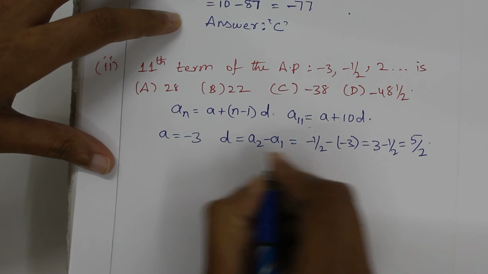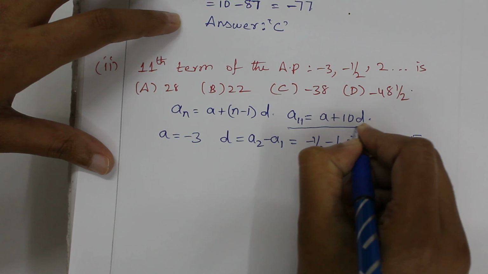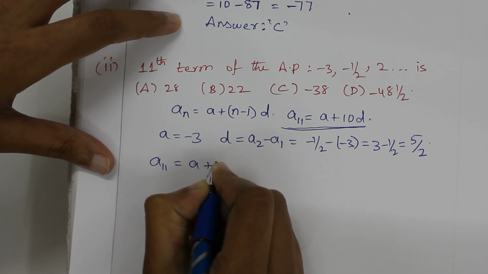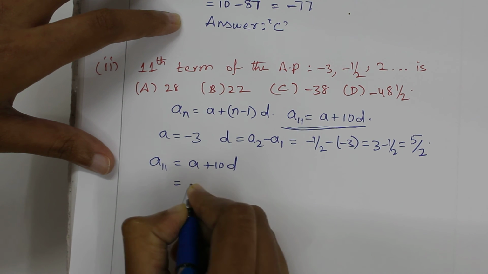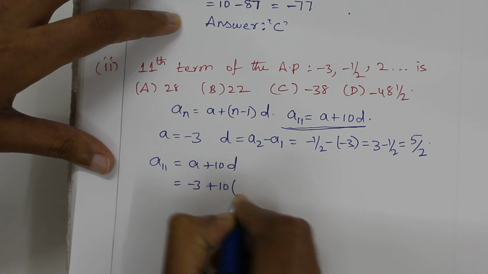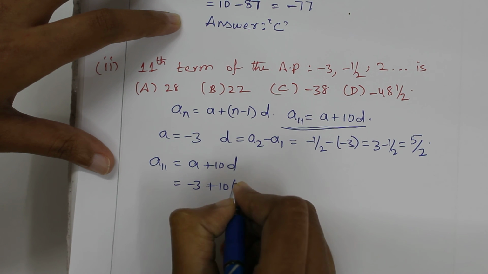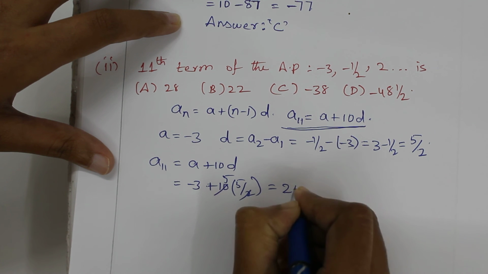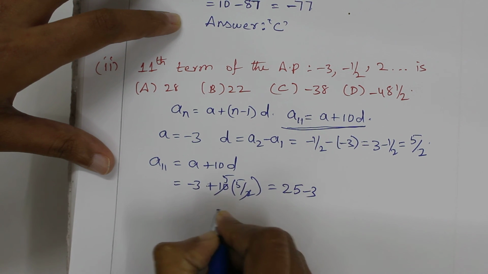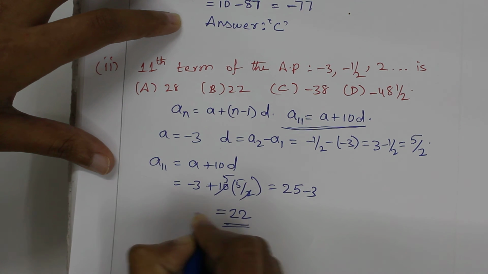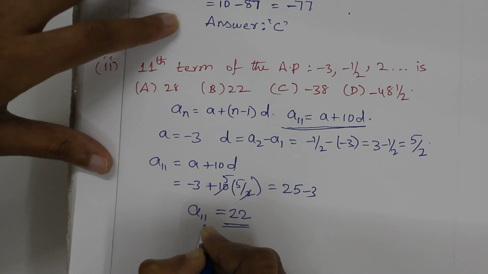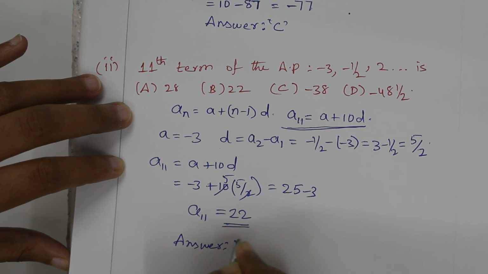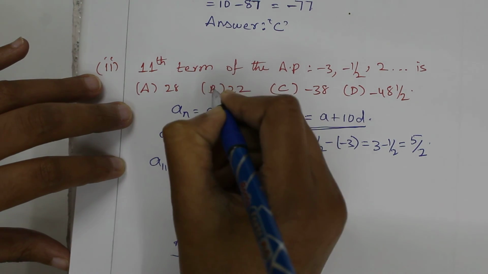Now let's substitute the values of a and d in this equation. a11 is equal to a plus 10d. a is minus 3 plus 10 into d is 5 by 2. 2 1s are 2, 5s are 5, 5s are 25. 25 minus 3, that is equal to 22. So we got a11 value as 22. So the answer is B. B is the answer.